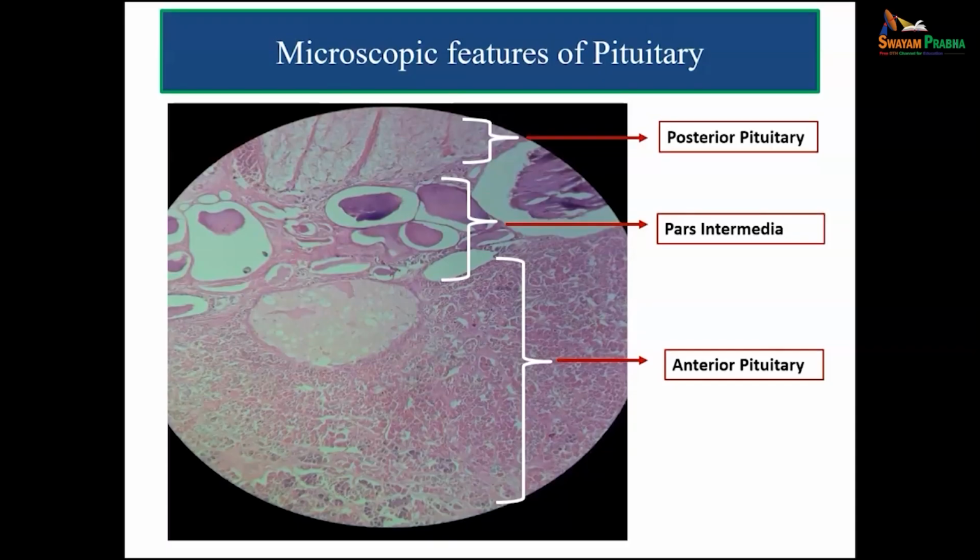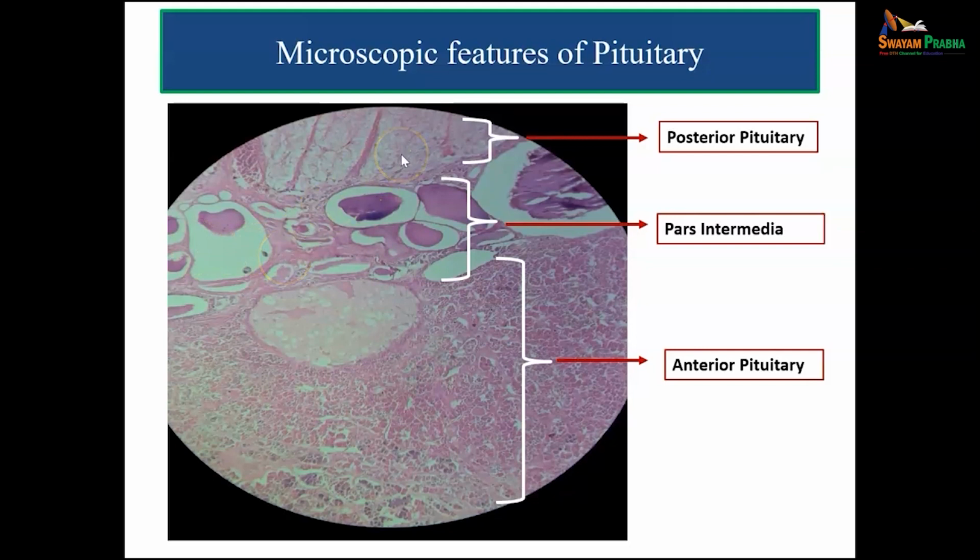Now, we will see the microscopic features of the pituitary gland. The anterior pituitary lobe is made up of secretory cells which are arranged as cords or acini. These acini are surrounded by blood-filled sinusoids. Pars intermedia has colloid-filled vesicles which represent Rathke's pouch. Apart from this, there are some groups of cells which produce melanocyte stimulating hormone.